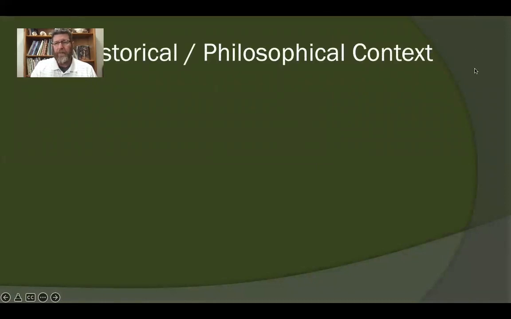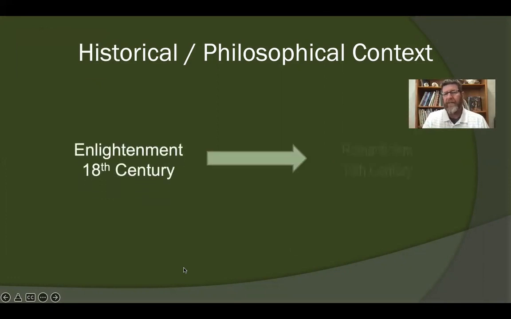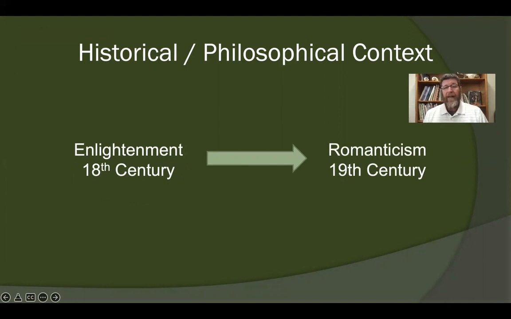Let's take a look a little bit more at historical philosophical context for Jane Austen. So we already said we've got Enlightenment in the 18th century, but I want to go ahead and start moving us forward a little bit. The Enlightenment of the 18th century is going to kind of give way to a new way of thinking in the 19th century. Once again, would be the 1800s. That's primarily when Jane Austen's writing, called Romanticism. Romanticism.